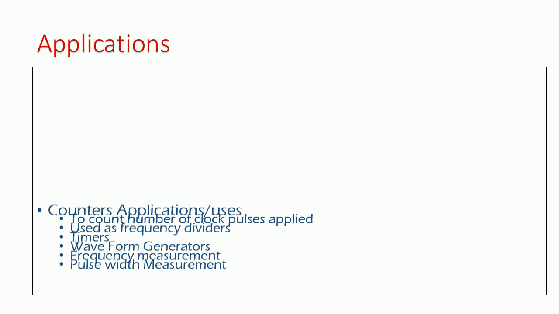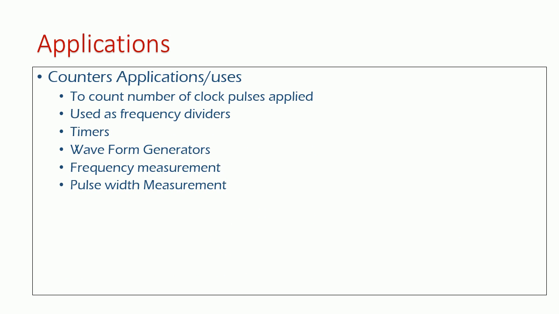And here are the applications of counters. As we see, they are used to count the number of clock pulses applied, as frequency dividers, timers, waveform generators, frequency measurements, and pulse width measurements. These are the applications of counters.